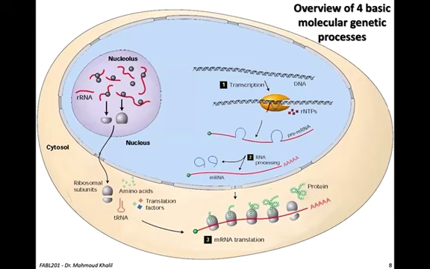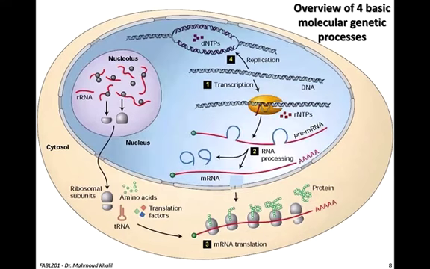So now we have three basic molecular processes: transcription, RNA processing, and messenger RNA translation. The fourth process is replication. DNA needs to be replicated in order to be distributed to the two divided cells. In this process, it uses deoxyribonucleotides.